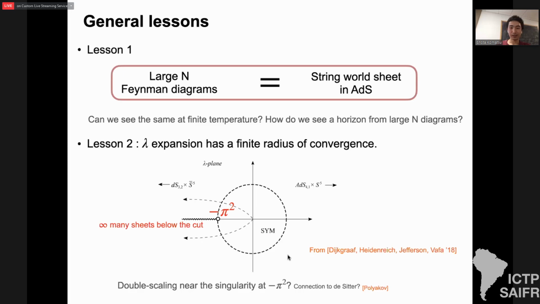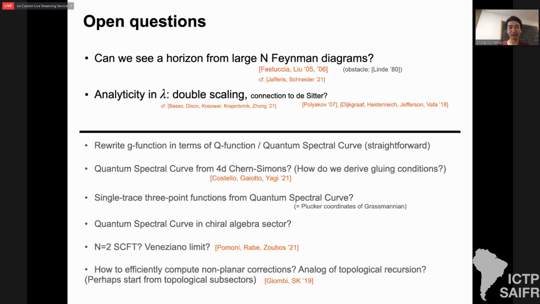So let me end by repeating the questions. There are two open questions: can we do the finite temperature analysis, and can we see a horizon from the large N Feynman diagrams? And there is an interesting feature in the analytic properties of the 't Hooft coupling, so maybe it might be interesting to explore the double scaling limit. Okay, with that, let me end my talk.